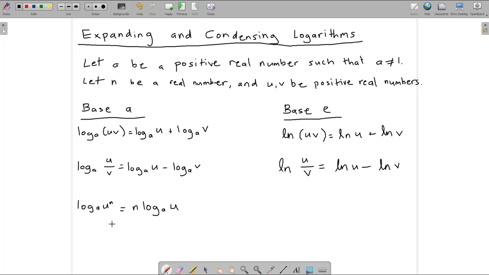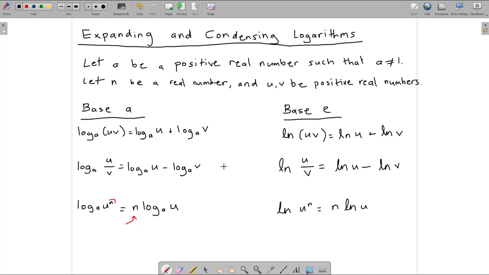And finally, this last property here: log base a of u to the n, so a power, u to the n, equals n log base a of u. That's saying that if you have a power like this, you can bring it out to the front of this log, which makes sense because we use logs to get the power down from where it was. So u to the n becomes n log base a of u. And the same thing for natural log: if I have natural log of u to the n, then that equals n natural log of u.